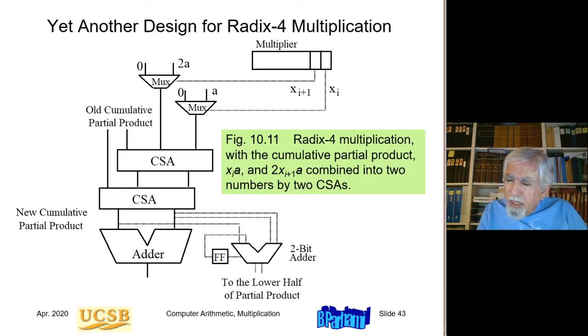Okay, so this is radix 4 multiplier using separate multiplexers to handle the 2 bits of x, and then adding those 2 numbers to the cumulative partial product in carry save form. And again, because we are doing radix 4 shifts, we need this 2-bit adder in order to take care of the bits that are shifted into the lower half.